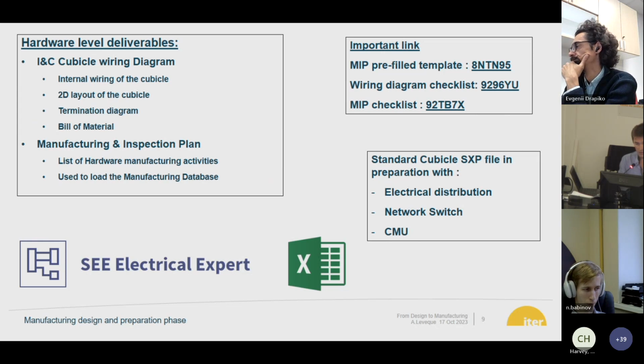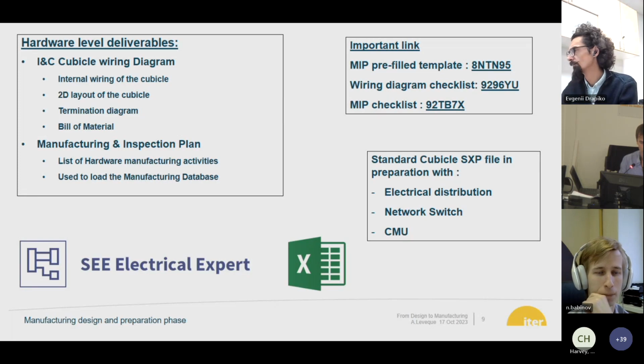Another important document is the MIP, the Manufacturing and Inspection Plan, which is purely a list of all the activities required for the hardware manufacturing. It is an Excel file that is used to load the future manufacturing database.